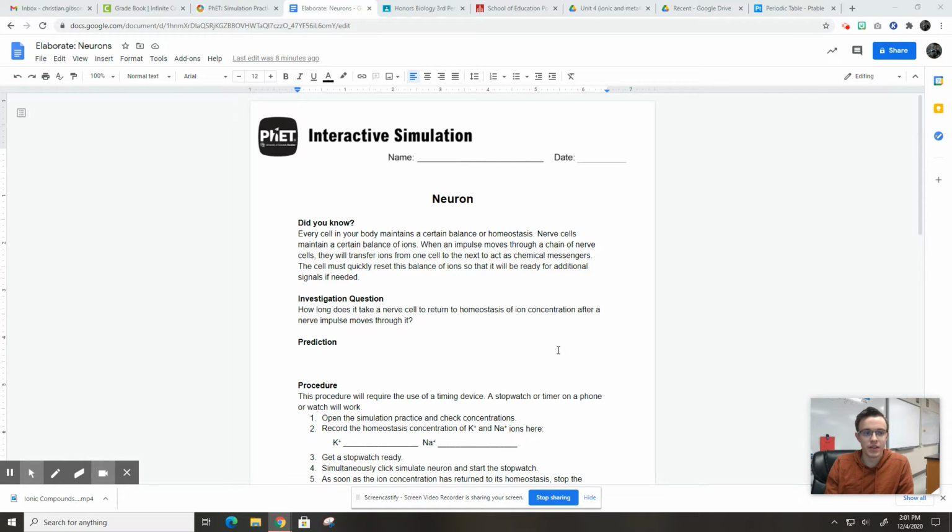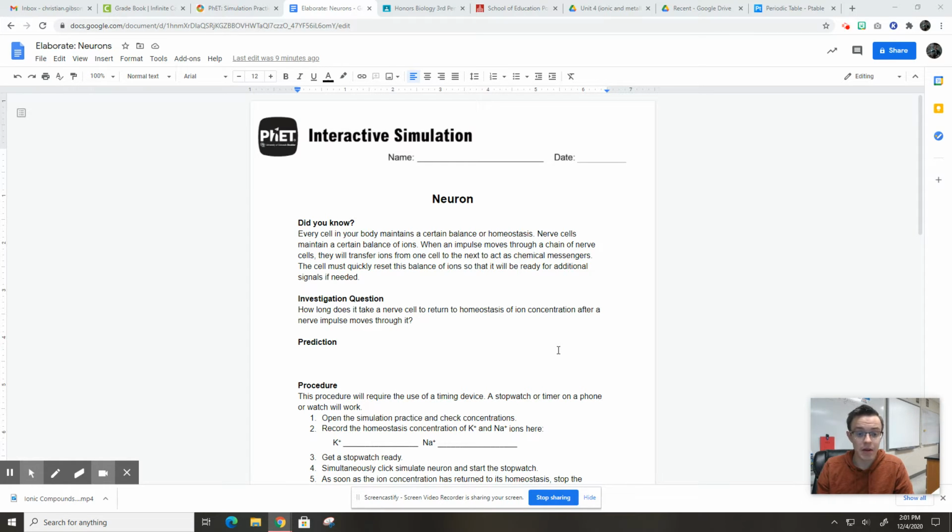So for this activity, it's an elaborate activity. What that means is we're going to dive a little bit deeper than what you would necessarily be asked about on a quiz or a test, but hopefully it will enrich your knowledge of biology. Specifically, we're going to look at how neurons work, neurons being your nerve cells, and how they work in terms of homeostasis, or remember that balance in the body.